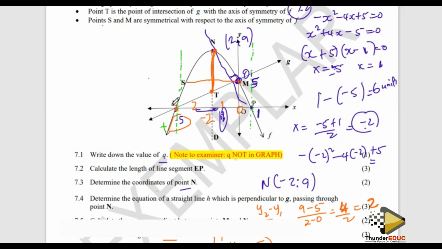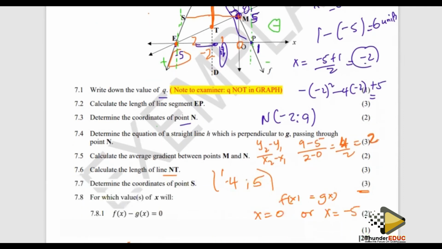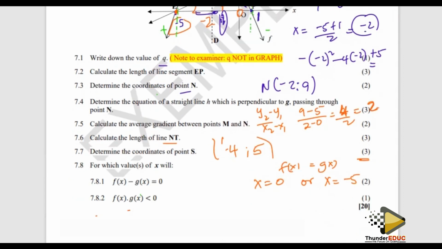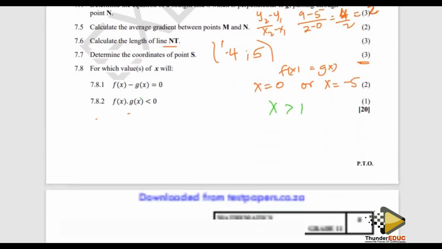Then between E and P, both graphs are still above. So this is a positive, that's a positive. So this region is also a positive. Let's see this point P. At P, F is down, G is above. So one is a negative and one is a positive. A positive and negative, overall we have a negative. So this is the region of interest where it's less than 0. What are the coordinates of P? We said it's 1 and 0. So for which values of X, we're just going to say X must be greater than 1. So that is question number 7.